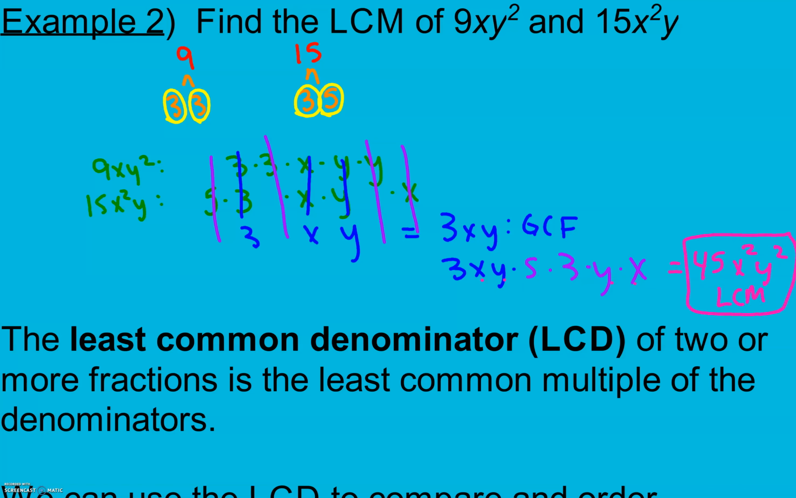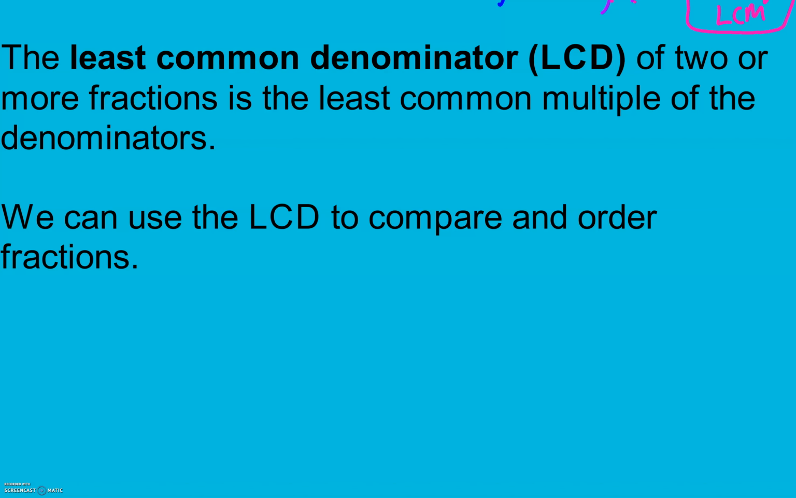So again, we can get there as well by just multiplying each of our columns. 5 times 3 times 3 times x times y times y times x. 5 times 3 times 3 is 45. X squared, y squared as well. The least common denominator of 2 or more fractions is the least common multiple of the denominators. And this is the reason that least common multiples are so important, as they help us add and subtract and reduce fractions. So we can use least common denominators to compare and order fractions as well.